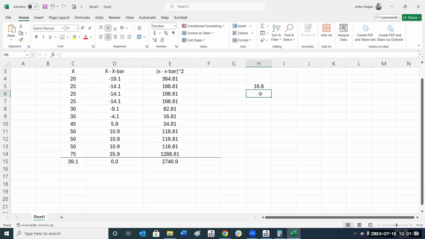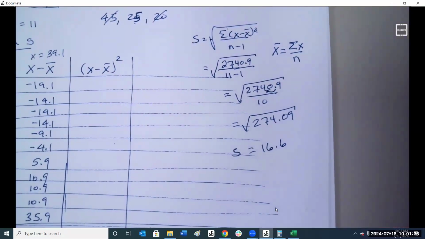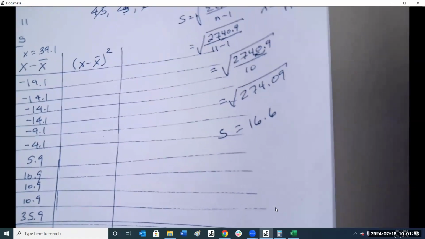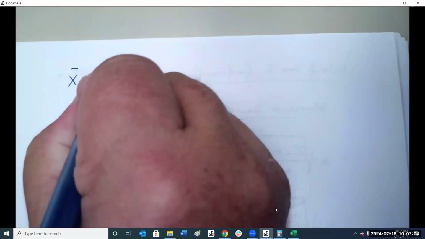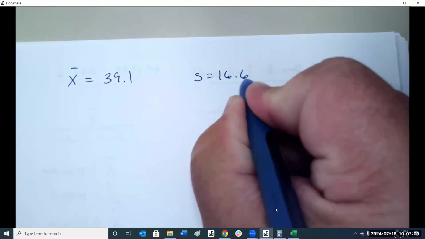So what is the purpose? Why do we have to find the standard deviation? Because the whole goal of what we're trying to do is called normalize our data. We're trying to see how all of it sits around our mean. We know our mean is 39.1. Our standard deviation is 16.6.